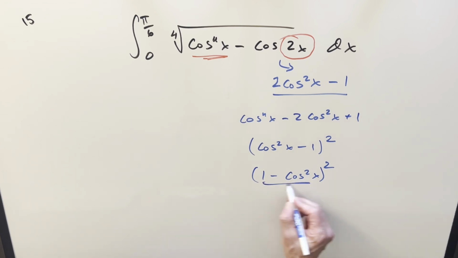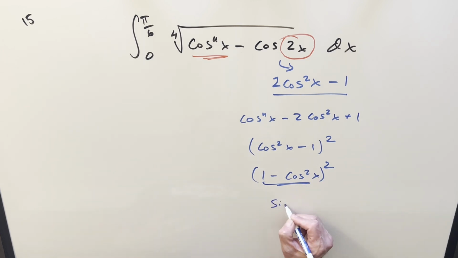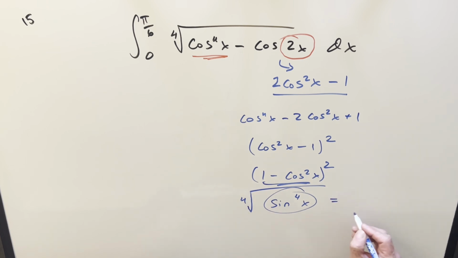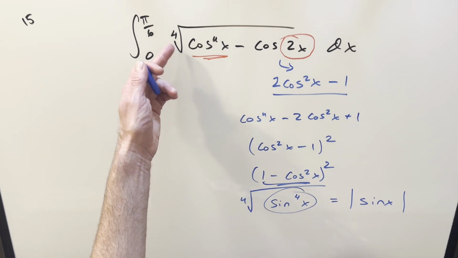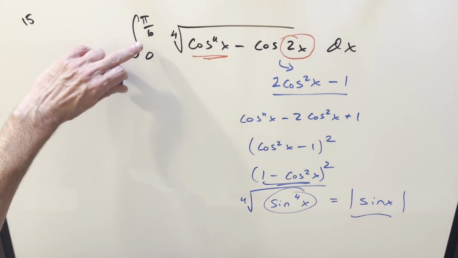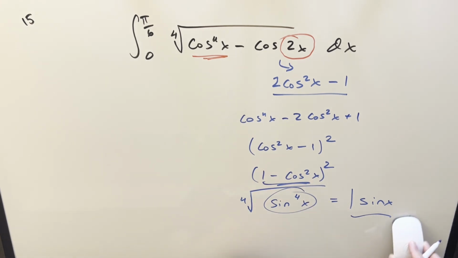But then, of course, we can use the identity on this and write that as sine squared x. So we have sine squared x squared inside the fourth root. So we have sine to the fourth x inside the fourth root, and what comes out of this is going to be sine x, but we do need absolute value right now, because this thing can't be negative with an even power as the index. So we'll keep that for the moment. But our bounds are going from 0 to pi over 6. Sine is always positive in that region, so we can just drop the absolute value and go with sine x.